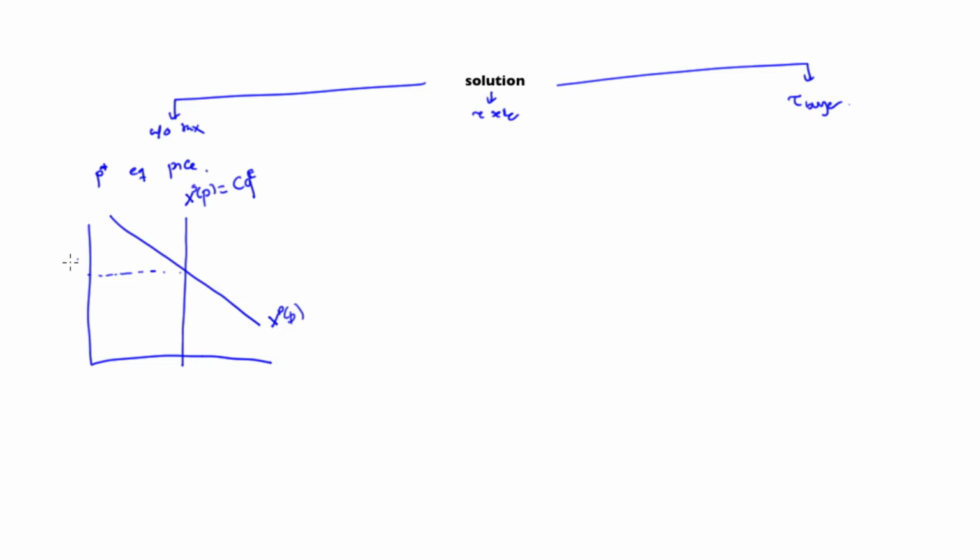And we're going to have that P star is this, whatever that number is, it doesn't really matter for the problem, and X star is Q^E. Now, let's see what happens when there is a tax imposed on the seller.